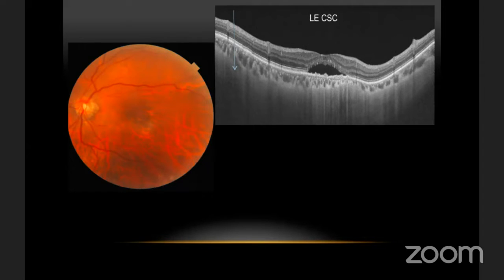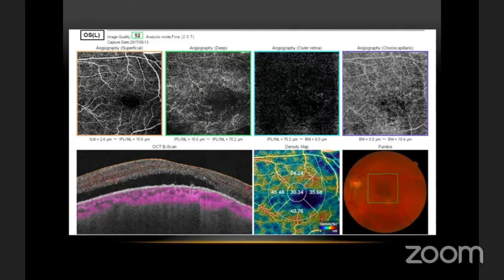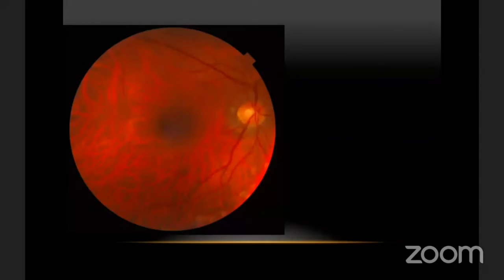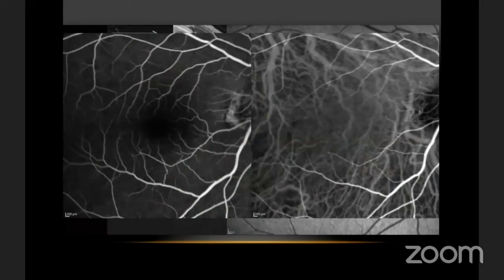And you're tempted to make a diagnosis of central serous chorioretinopathy. But look what happens on the horizontal scan. Here we have what is known as the dome-shaped macula with subretinal fluid, and this is not a CSC. So OCTA confirmed absence of neovascularization. This is the other eye of the patient, which was normal.